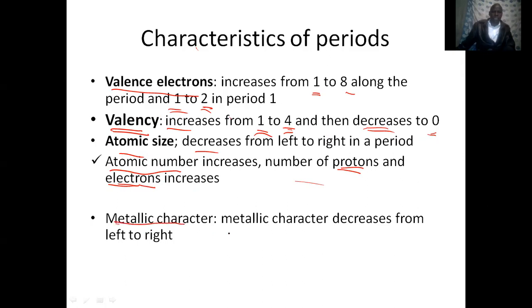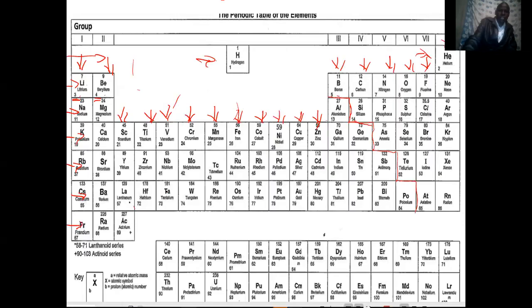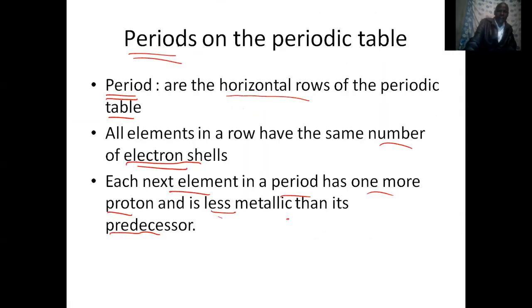Also, metallic characteristics, as we saw, are decreasing from left to right across the period. What it means is that lithium will be more metallic than beryllium, and then boron will be more metallic than carbon, and so on and so on. So it is decreasing as you are going in that direction from left to right.